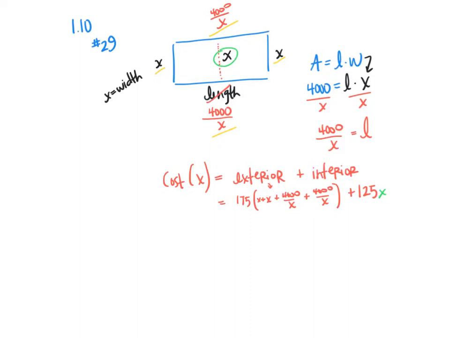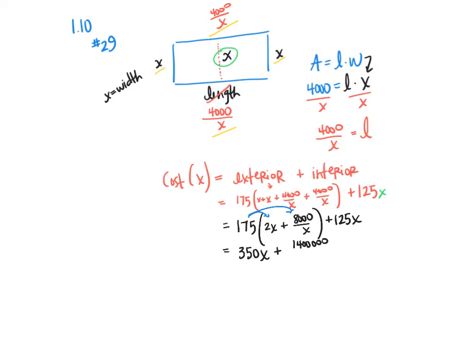Now, really all you have to do is simplify. So I've got 175 times the quantity 2x plus 8,000 over x, plus 125x. I can keep going. When I distribute this 175, that's going to give me 350x, plus when I do that, I think it is 1,400,000 all over x.